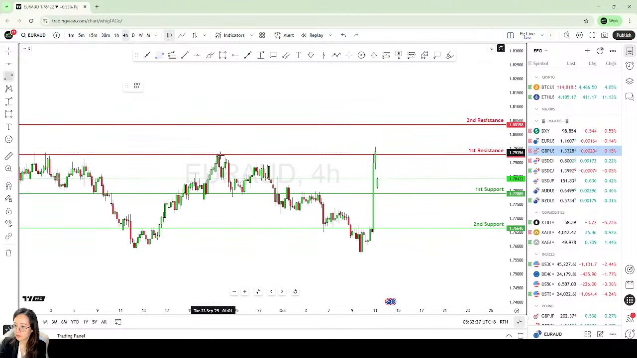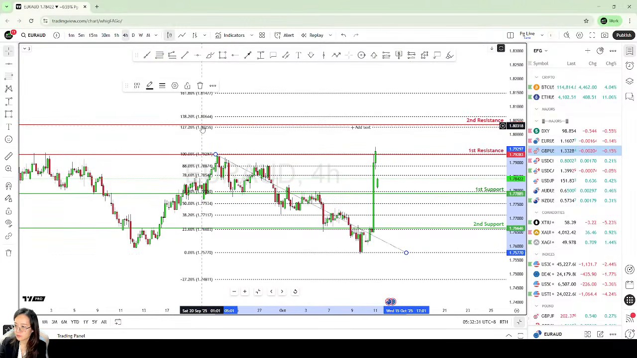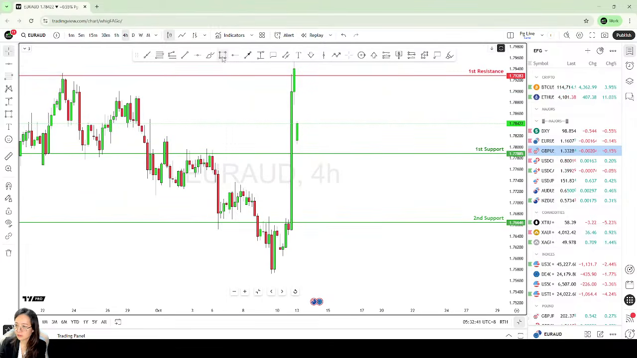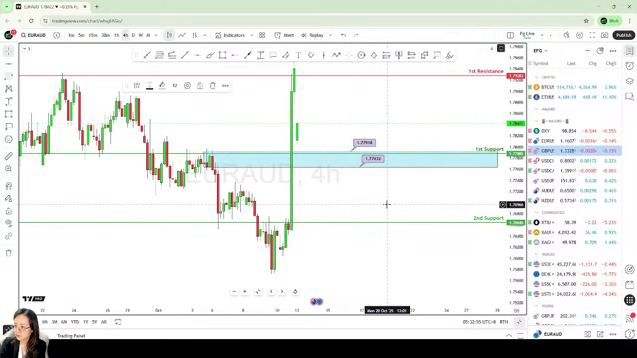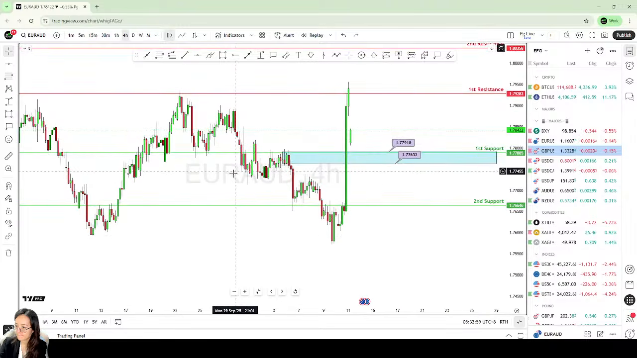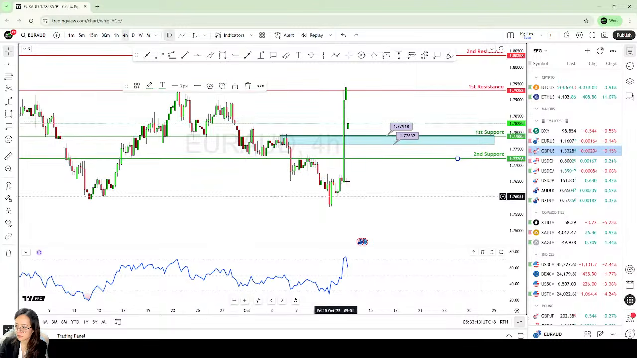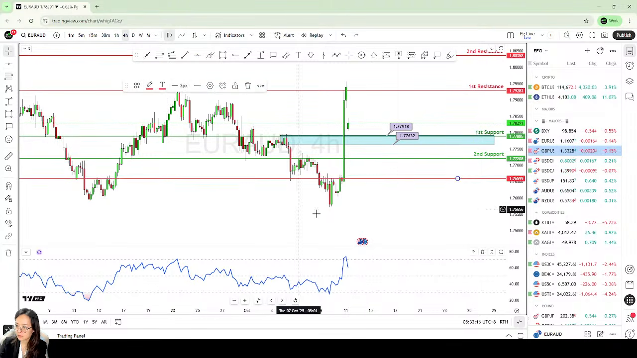All right, I'm going to do the extension. That will be the 127 extension. I would say this is a fair OB. Actually, it's not really a fair OB, price is already in the box. The first support, I would say, is these zones. This is going to be the zones. I'm going to put this as the second support, and then another level is going to be here.